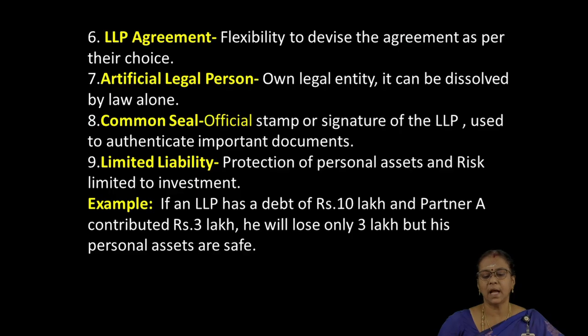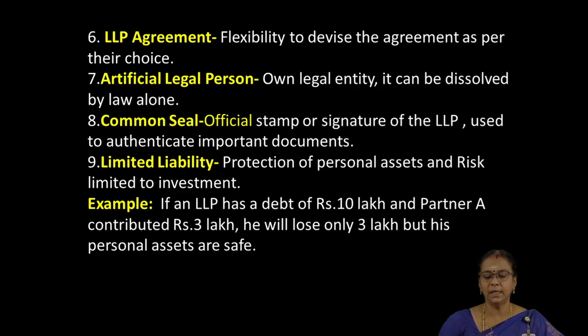And the next one is the LLP agreement. There is flexibility to devise the agreement as per their choice. They can frame their own duties and responsibilities. The next one is artificial legal person. It is, like individuals, a separate legal entity, so it can be dissolved only by law. And the next one is common seal. It has its own stamp or signature in LLP, which is used to authenticate the documents used in the business.